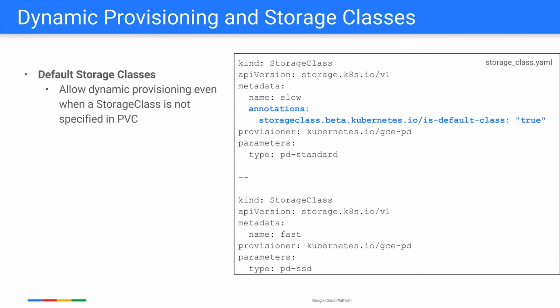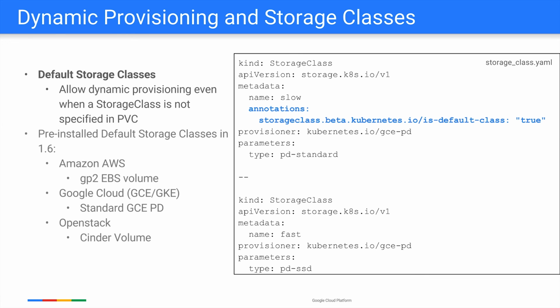Something else to keep in mind is that storage classes can be marked as default. Marking a storage class as default makes it so that even a PVC without a storage class specified will trigger provisioning, instead of binding to an existing pool of PVs. This is a mechanism for cluster admins to force dynamic provisioning.